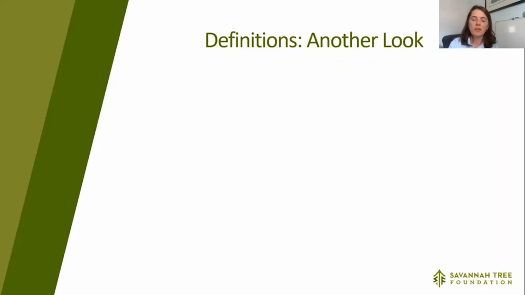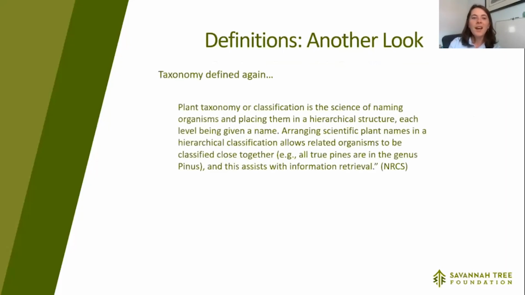So let's take another look at that really long definition. Taxonomy defined again would be: plant taxonomy, or classification, is the science of naming organisms and placing them into a hierarchical structure, each level being given a name. Arranging scientific plant names in a hierarchical classification allows related organisms to be classified close together. For example, all true pines are in the genus Pinus, and this assists with information retrieval.